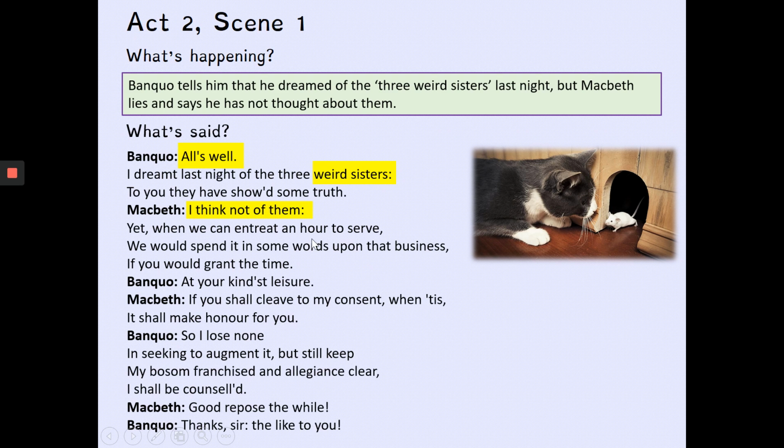"Yet, when we can entreat an hour to serve, we would spend it in some words upon that business, if you would grant the time." So Macbeth clearly here wants to talk to Banquo about what they were promised. He wants to take Banquo's counsel. So he's kind of saying that he trusts Banquo. Whether we believe that or not is a different thing. And he's also saying that he wants to keep Banquo close.